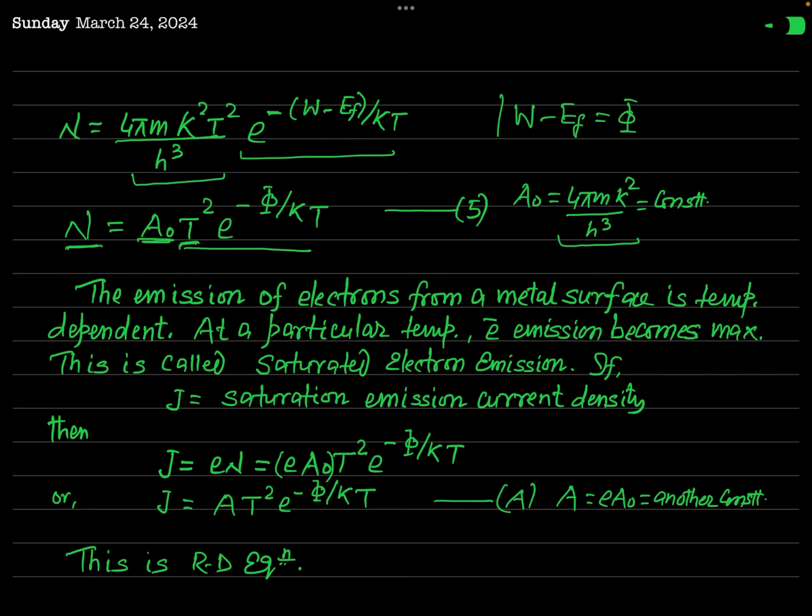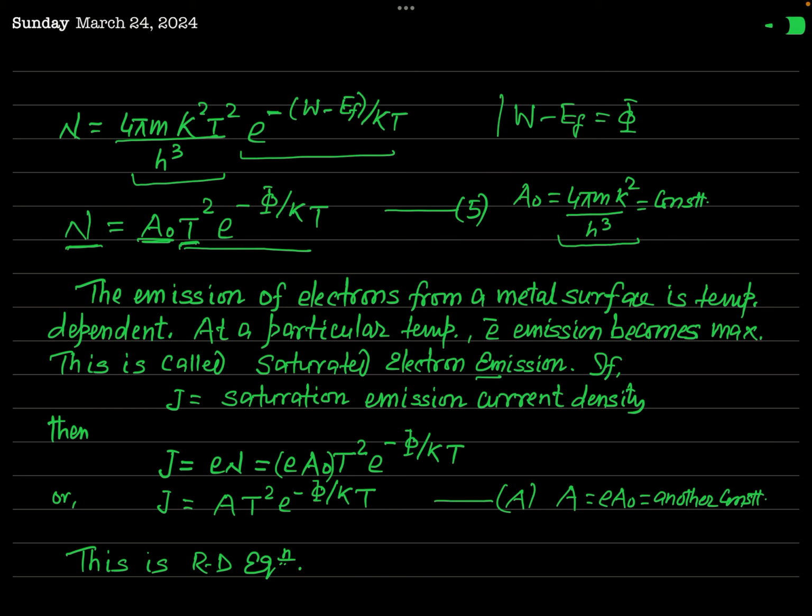Okay, and as that metal is heated and heated, and the temperature is raised and raised, the number of ejected electrons also increases. But it is not possible that this number will always increase. After some time, the number of ejected electrons per second through unit area will become constant. That is called the saturation state. So at a particular temperature, electron emission becomes maximum, and this is called saturated electron emission.